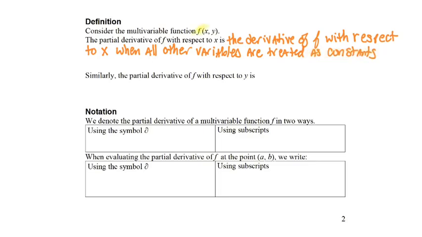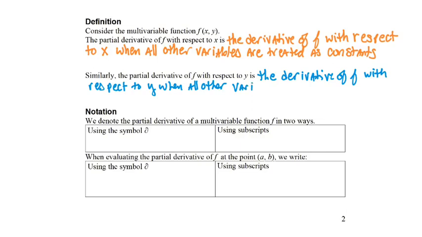Same thing, if y is also part of your input, you can take a derivative with respect to y: the derivative of f with respect to y when all other variables are treated as constants. That always seems the redundant part. So long as you pretend that the x's and any other letters or variables are not letters or variables, they're just numbers. So let's go into some of the notation that goes along with that.